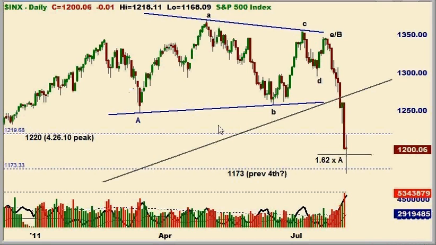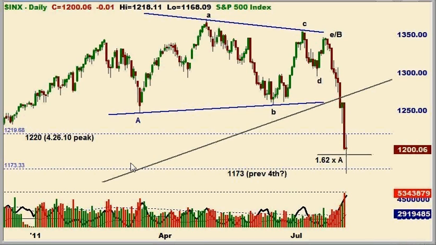One, the C wave down is approximately 1.62 times A. This accounts for all the ABC patterns that we've had within this sideways move from the February highs, and also it accounts for a very sharp impulse to the downside in a possible C wave position.